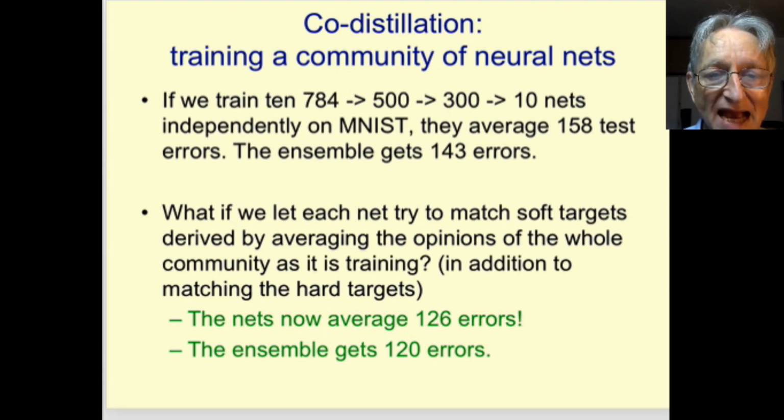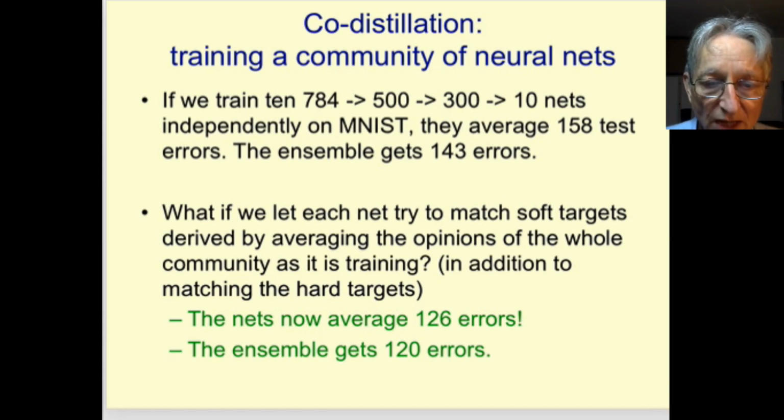But the other thing you could do is, as you're training them, you could tell each net to try and agree with the softened answers of the other nets. It's peer group pressure. You're trying to make them output distributions similar to the other nets. Now it turns out you have to start off by letting them learn a bit separately, so they don't become too similar immediately. And then you try and make them agree with the other nets. And what happens is, the individual nets end up much better than they would before. The ensemble isn't much better than the individual nets, but the individual nets are better. They've shared knowledge as they learned.